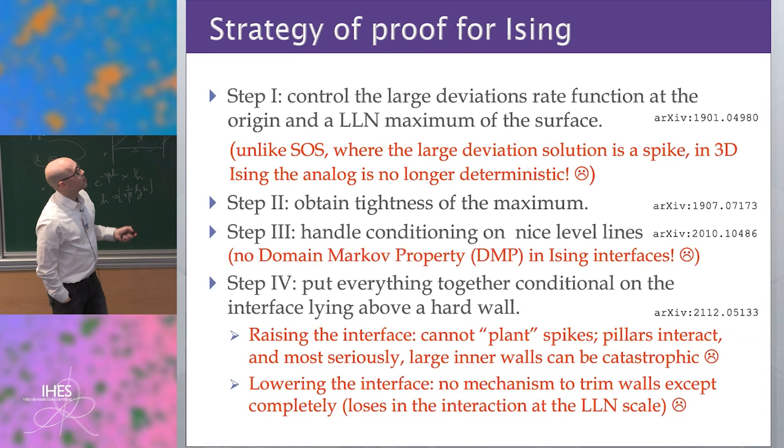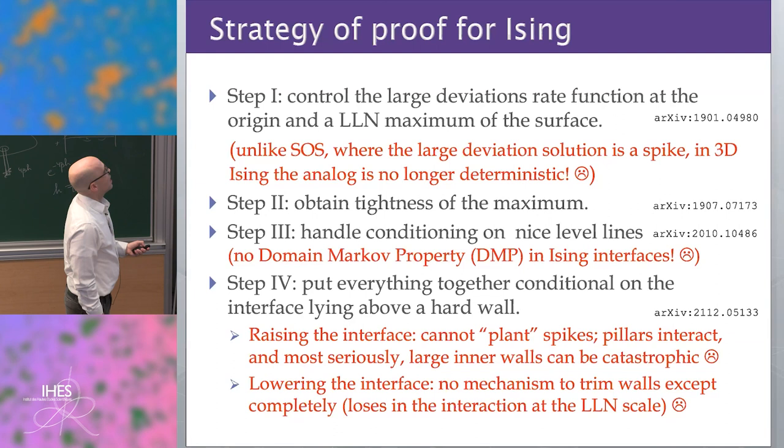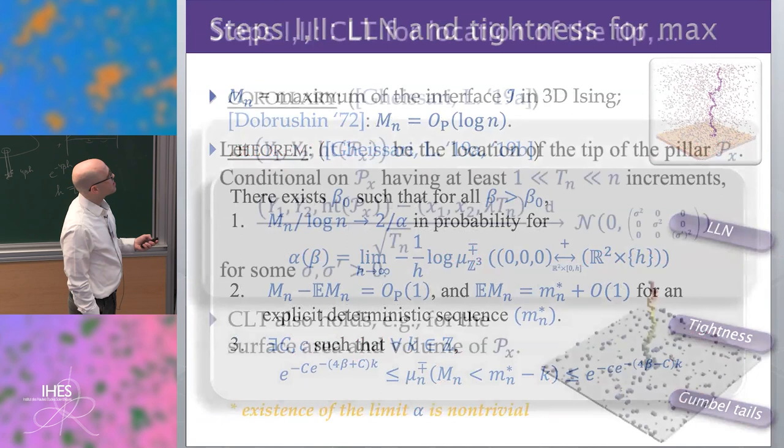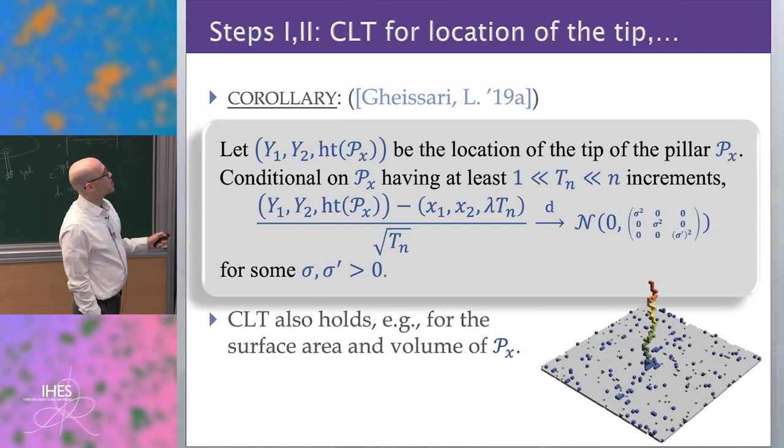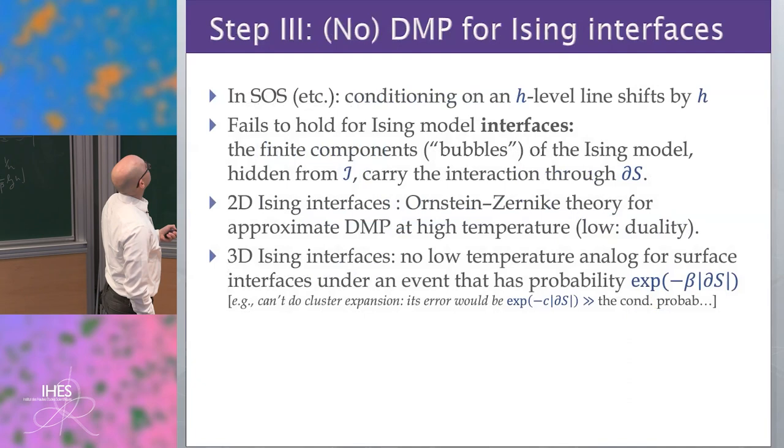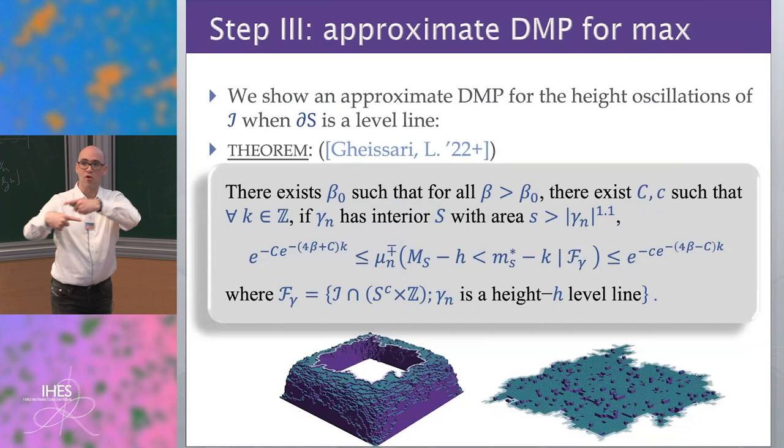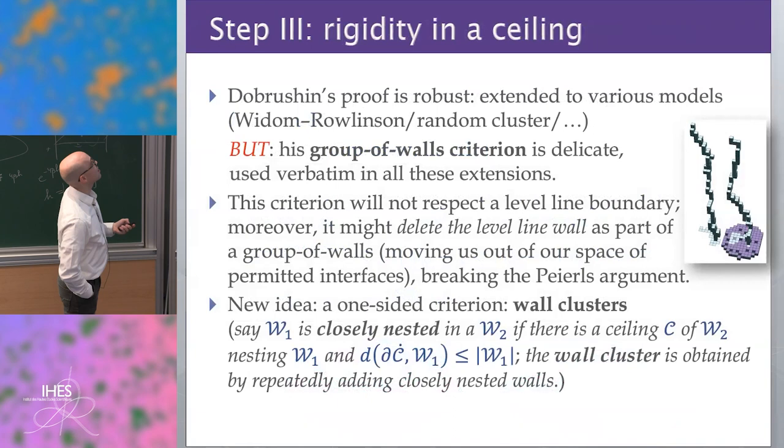So there was a sequence of 4 papers. I will skip those, and I will just show a couple of pictures. This is in answer to your question about what this walk looks like. It does go sideways and down, but we do need a CLT and a law of large numbers for it. We don't have domain Markov, so we had to come up with a version of domain Markov around level lines that are nice enough, that have a bounded isoperimetric dimension.